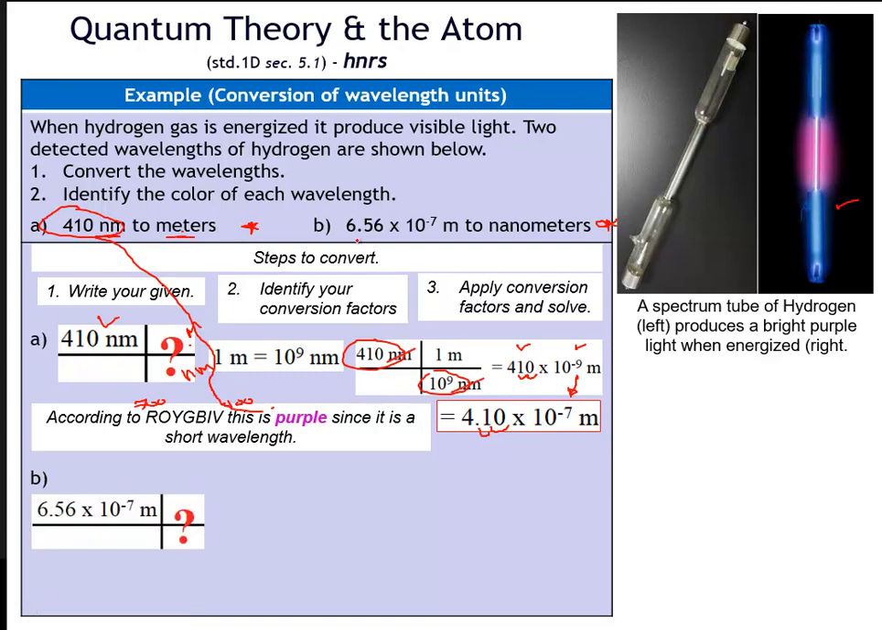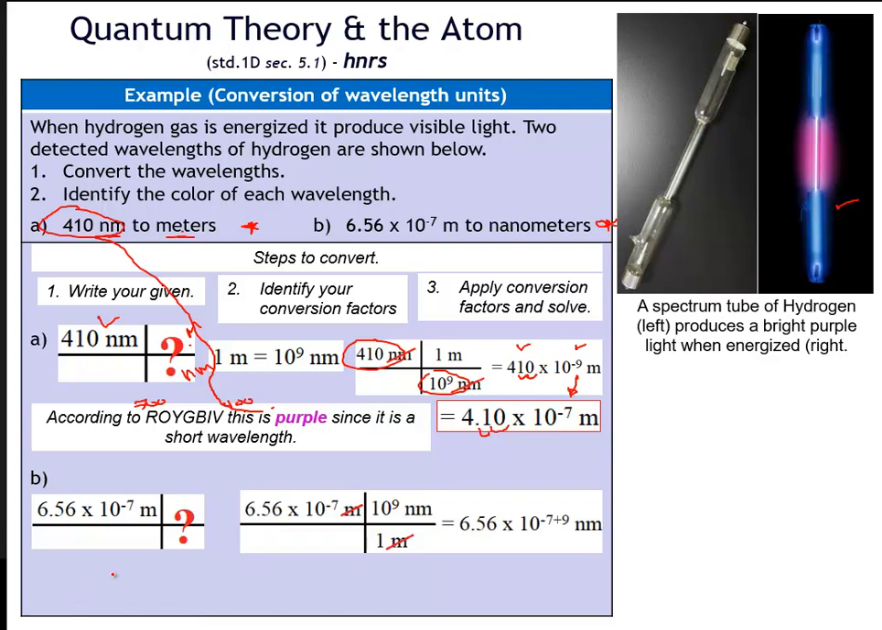The other example is this 6.56 times 10 to the minus 7 meters. We'll change to nanometers. Same idea, right? We have the same conversion factor, this one here. And when we plug this one in, however, we do the reverse. We'll do nanometers above and the meters below so we can cancel out the meters. And so as we do this, we get 6.56 by itself.